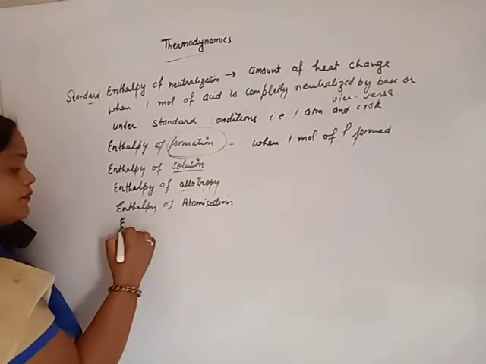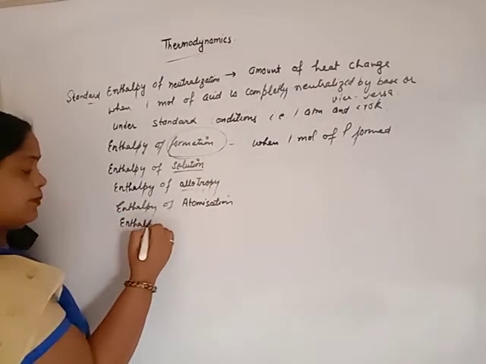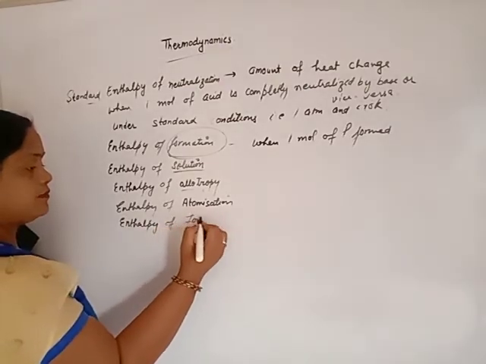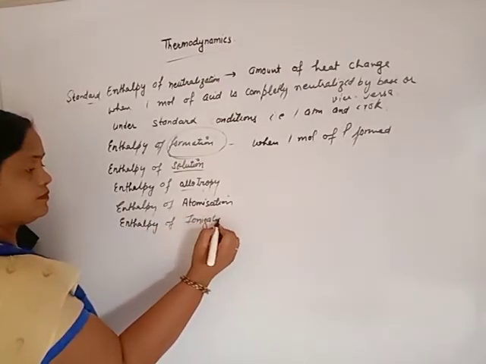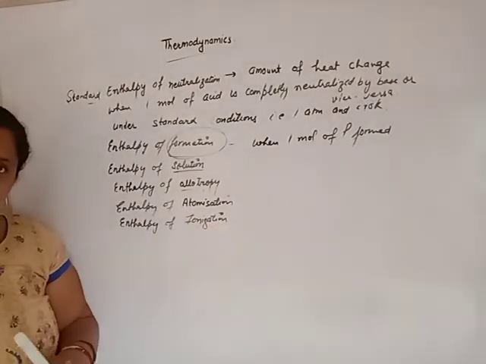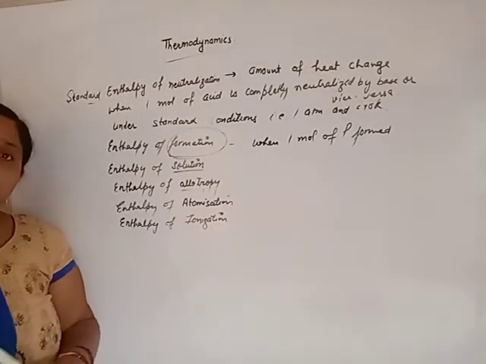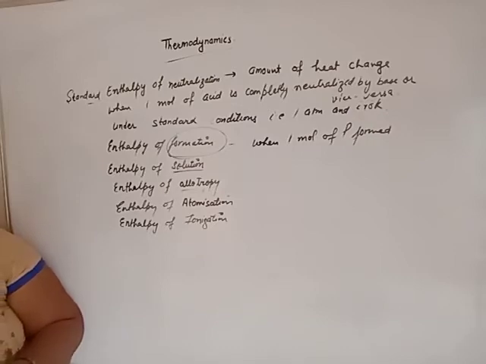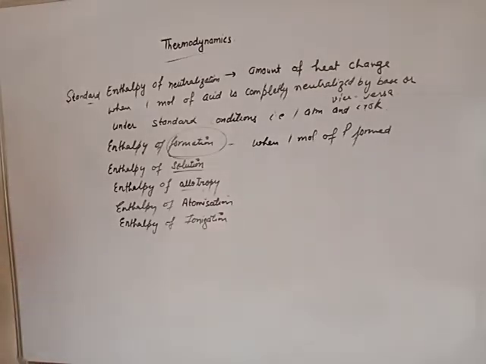Next is the enthalpy of ionization. Same here, it is the amount of enthalpy change or heat change when 1 mole of a substance is completely ionized into anion and cation, when dissolved in water or by passing current or something other.